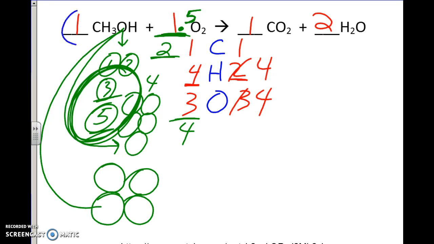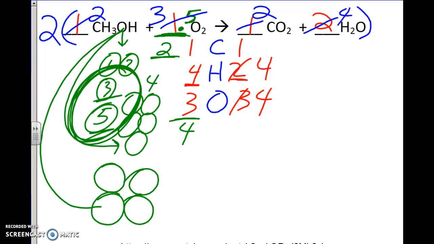Again, we have to multiply the whole thing by 2 to get rid of that 0.5. So we end up with a 2 there, a 3 there, a 2 there, and a 4 there. And now it is our balanced equation. Take a look at that, and then move on to the next one.